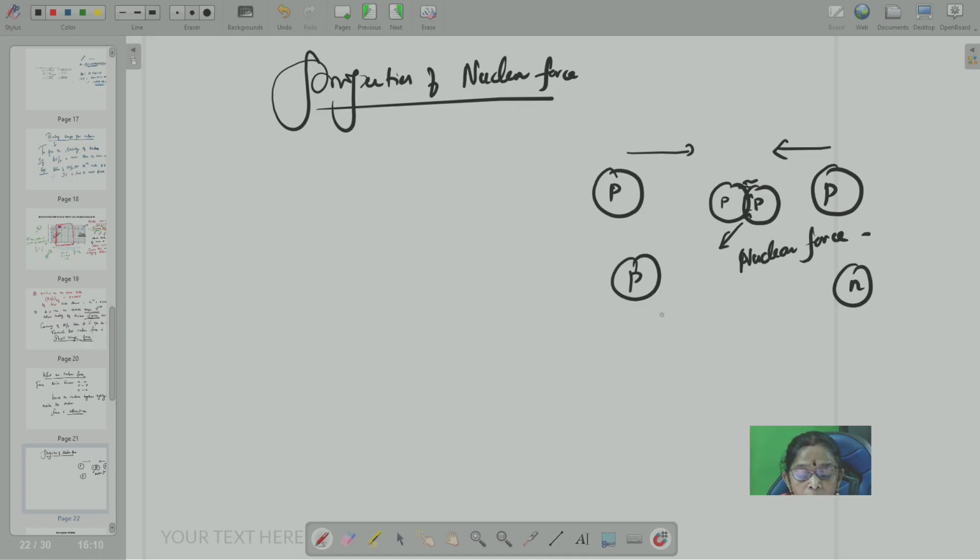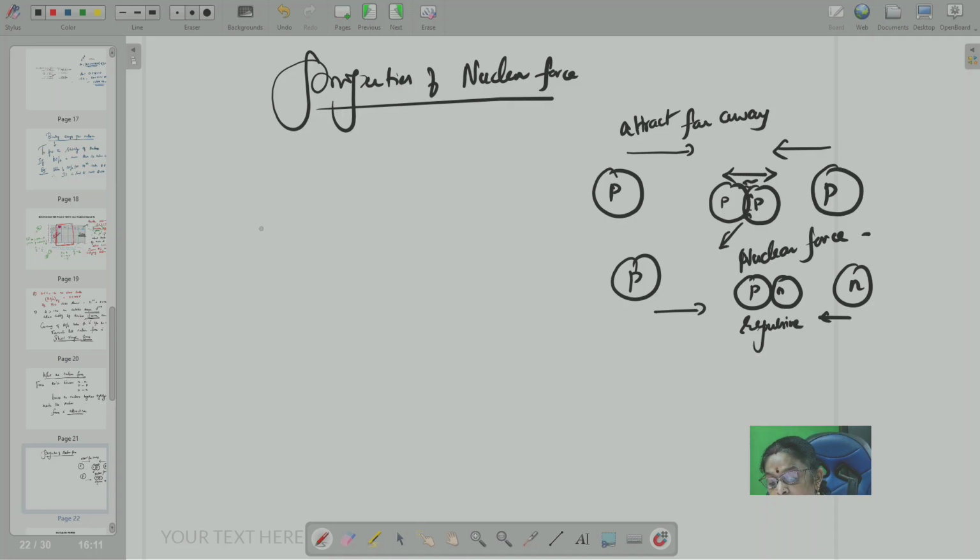When they are far away, it is attractive. But when they get closer and closer, what will happen? A very strong repulsive force exists, just like an elastic rubber band, which holds the nucleons together. So when they come very close together, a strong repulsive force exists.